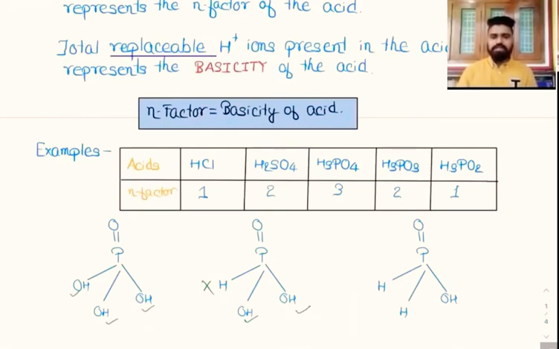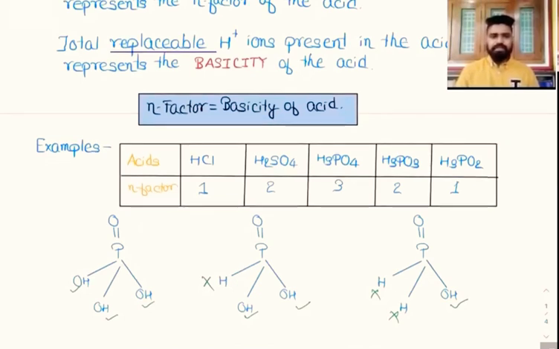And if you consider H3PO2, then two of the hydrogens are linked directly with the central atom. Therefore, they will not be replaced when dissolved in solution, and only one OH is there. Therefore, only one replaceable H plus ion is present. So this is about the calculation of the n factor in case of acids. Let us have a look over the calculation of n factor in case of bases.